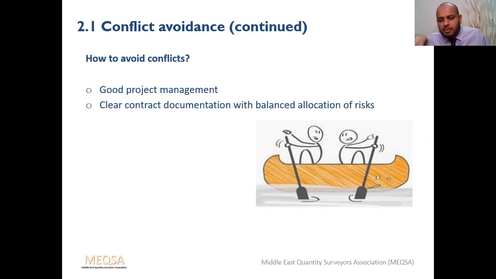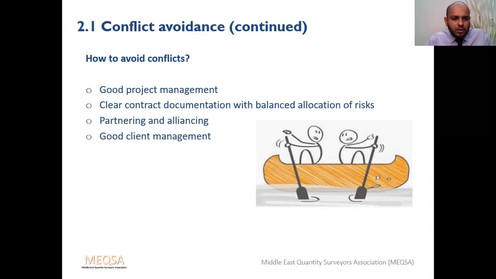Partnering and alliance will come under partnering. If you have such a partnering alliance relationship, the level of dispute will reduce in a very good manner. Good client management: you should keep a very good relationship with your client. That also reduces the volume of disputes.